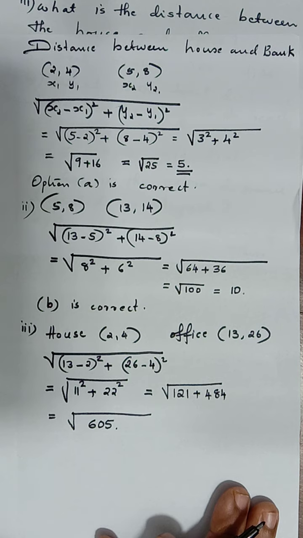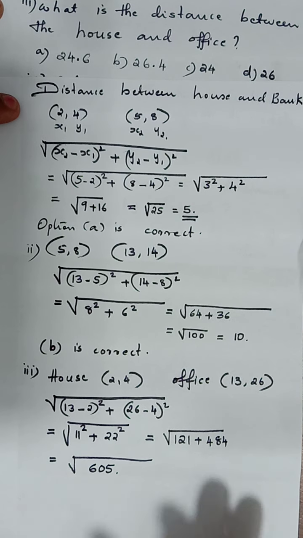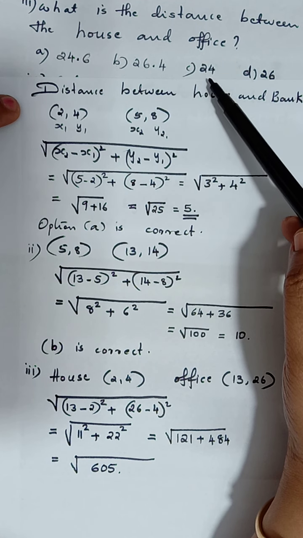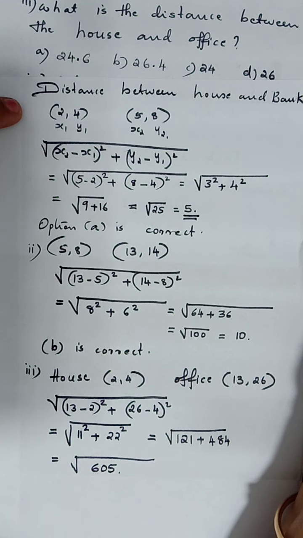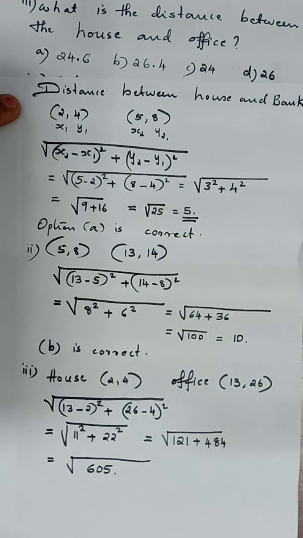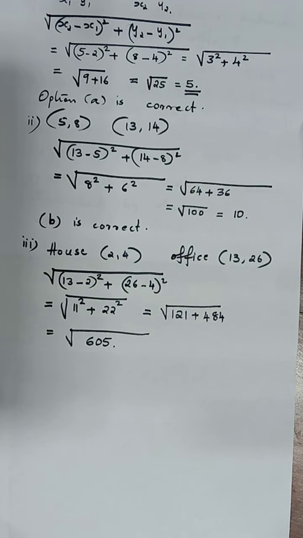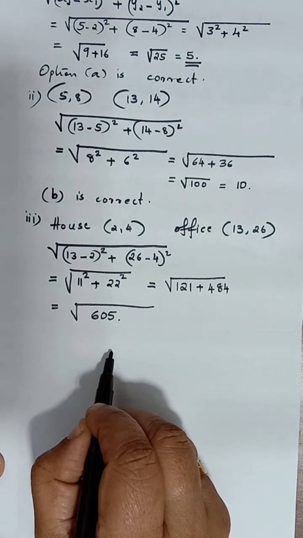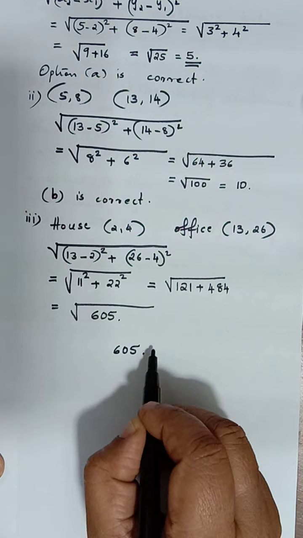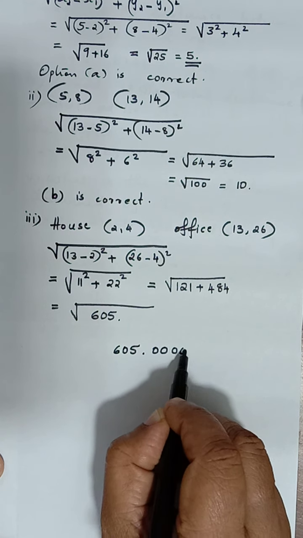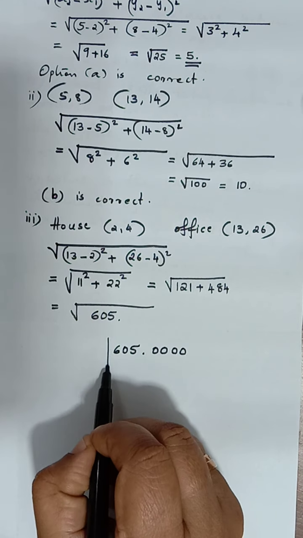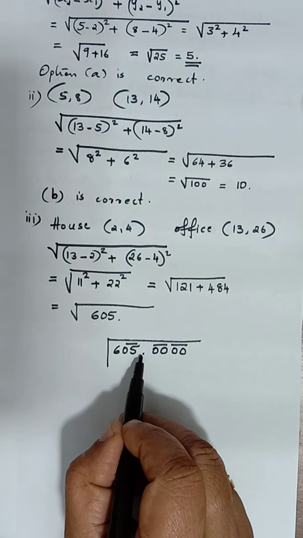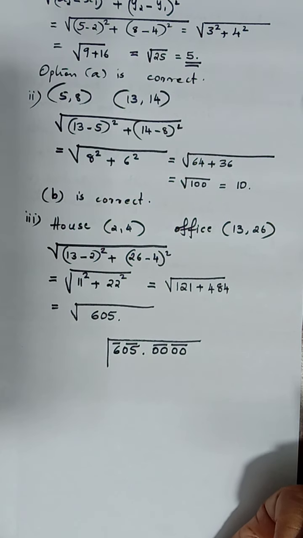We have to find out what is the square root of 605 because for the third answer we have 4 options: 24.6, 26.4, 24 and 26. Only by finding out what is square root of 605 will we be able to get the correct answer. So let us do that using our division method. For getting 2 decimals we are marking 4 zeros. Under this is how we can group it from ones place and tens place together. Then comes the next.